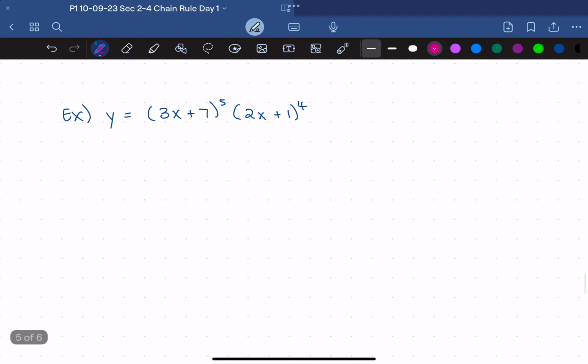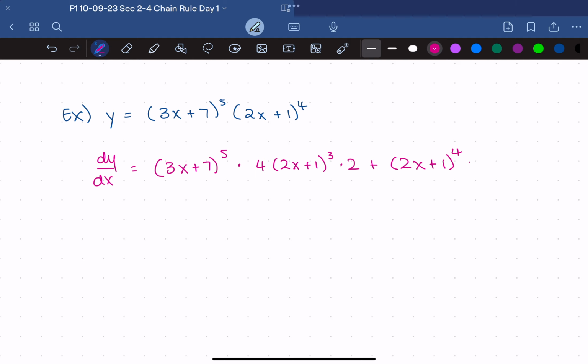All right, and the last one. This one's product rule. We got this times this, and each factor is a composition. So dy dx, first times derivative of the second, plus second times derivative of the first. Ooh, almost didn't have room.